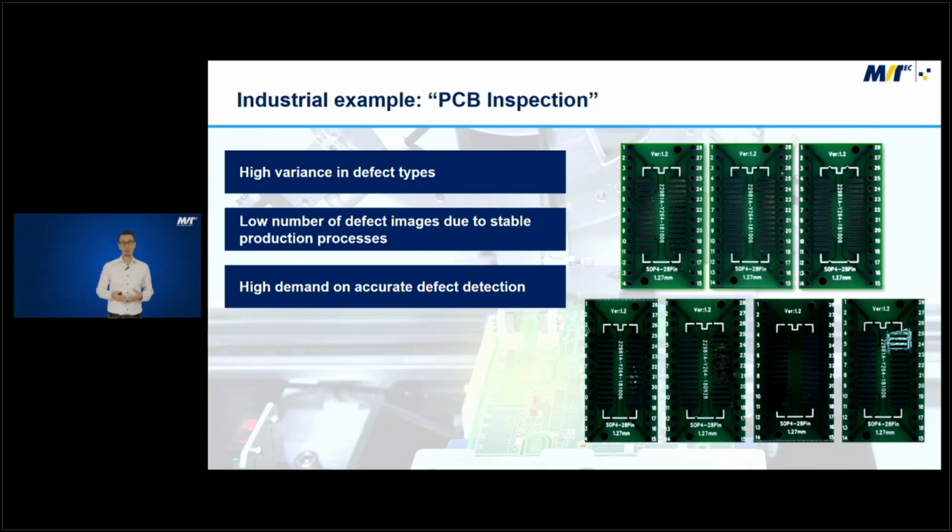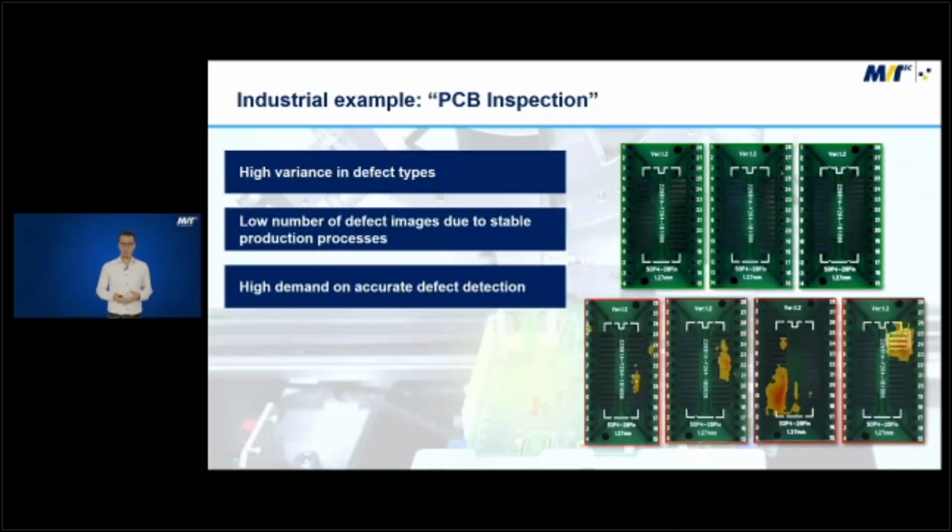So it's more or less impossible to have all defect classes available when you start your application. But on the other side, we have a high demand for defect detection, because if a defect exists in this early step, you maybe will recognize the defect at the end of the production line, or in the worst case, the customer buys the product and it doesn't work. So this is really the worst case and has the highest cost for the producer.